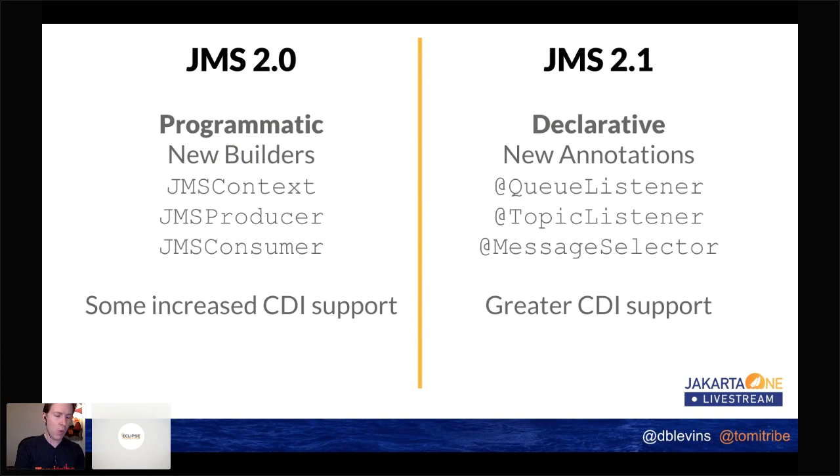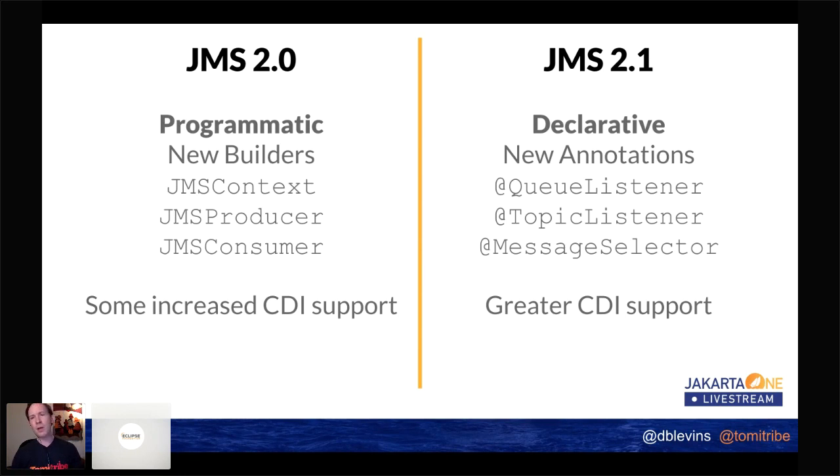But if I were to describe where JMS 2.0 left off and where JMS 2.1 was aiming to pick up from, you should imagine JMS 2.0 as very much a programmatic improvement of the JMS API. By programmatic, I mean writing code at runtime in a method block. That code got significantly simpler. It added builders, it added the JMSContext, JMSProducer, and JMSConsumer. And there was some improved CDI support in the way of allowing these objects to be injected.